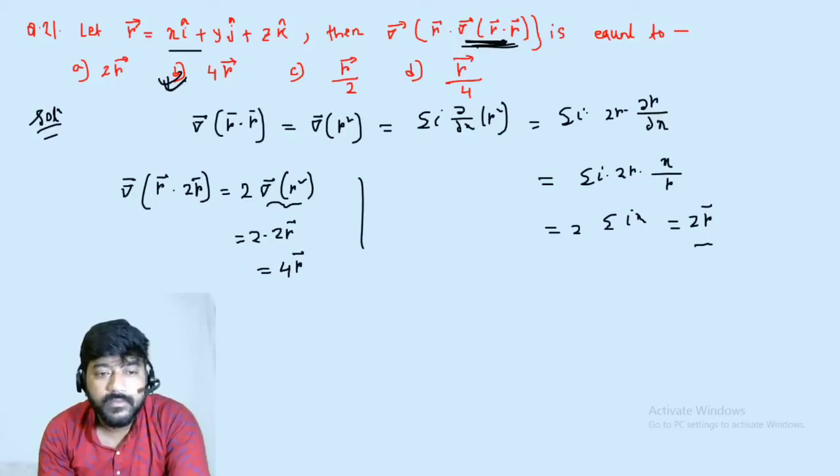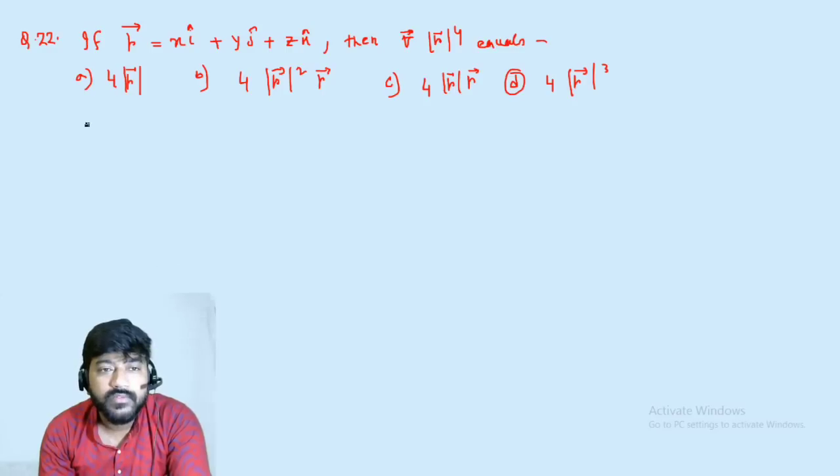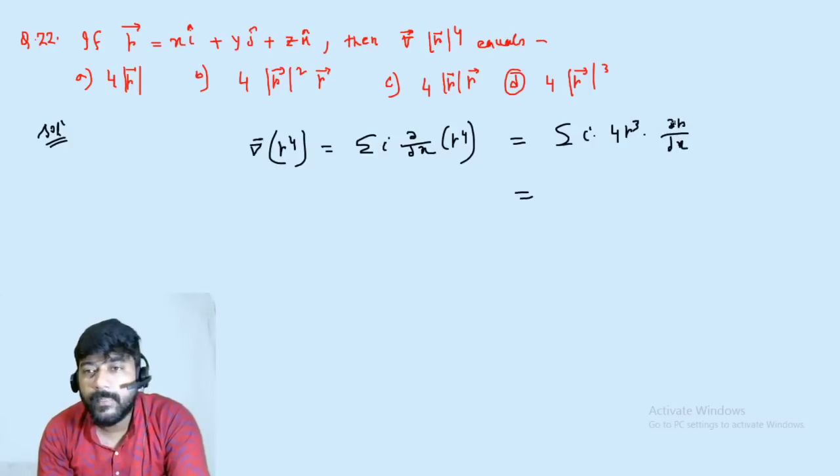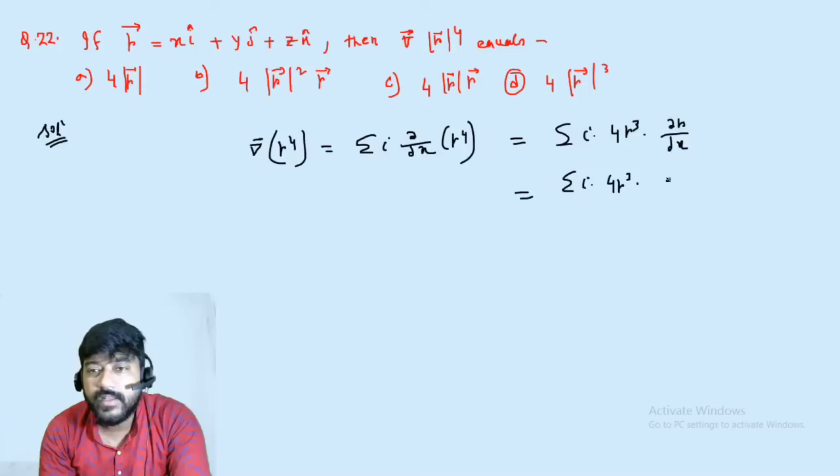Okay, so next question. So this is also a similar kind of question. Okay, so here R vector is given and you have to find out gradient of mod R to the power 4, that means you can simply write it R to the power 4, so it will be also summation i and del x R to the power 4, and what you have to write now? You have to just differentiate, so del x R to the power 4 is just 4R cube into del R del x.